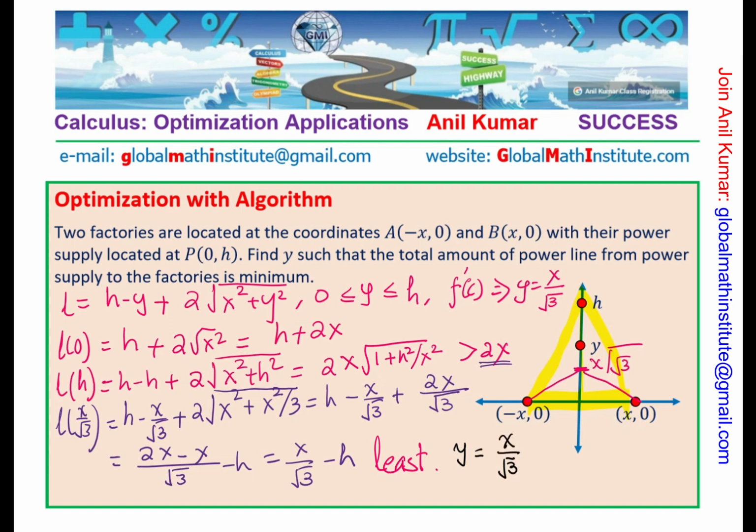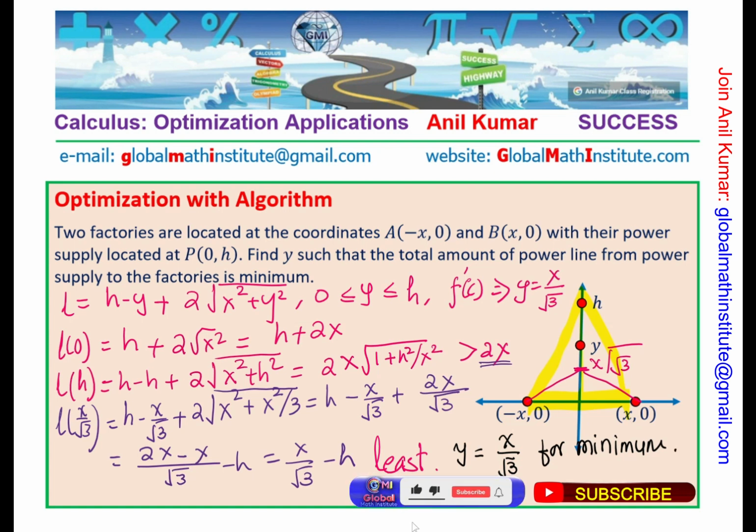And therefore, we can now write down our answer, which is y is equal to x over square root 3 for minimum length of power line. Makes sense, correct? So using this particular method, we have found the extreme value. You can also adopt the other two methods and verify that both work. So I hope it makes sense.